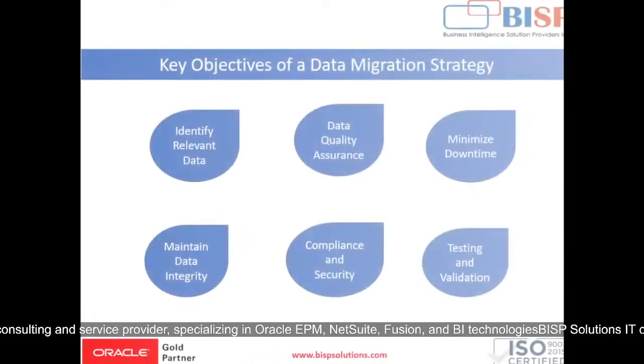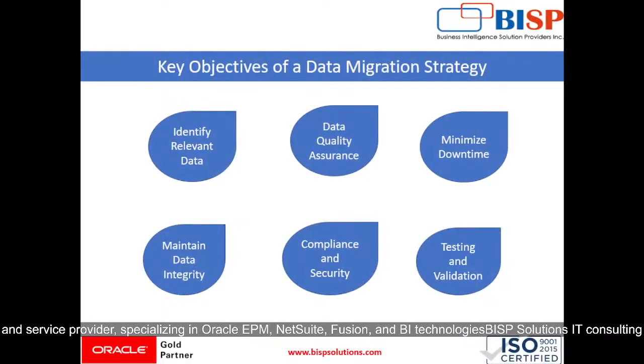Then comes the key objectives of data migration strategy. Firstly, we will be identifying our relevant data, which means we determine what data needs to be migrated, for example master data, transactional data, historical records, to avoid unnecessary clutter in the new system. Second, we will be doing data quality assurance, where we ensure data is clean, complete and accurate before migration. Then we will be minimizing downtime, which means planning the migration to reduce business disruptions.